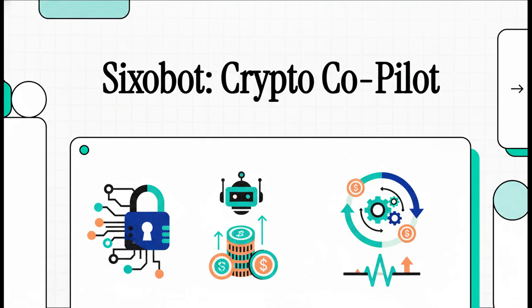So if you trade crypto on Binance, you already know it's a 24/7 job, right? You're constantly checking charts, managing orders, it's demanding. Today, we're going to break down Sixobot. It's a desktop platform that's designed to be your trading co-pilot, automating your strategies so you're not glued to the screen. We'll get into its security, how the automation works, and a really different take on its economic model.